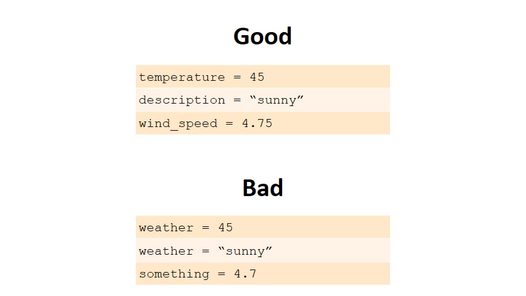In the code shown here, the top 3 properties are very clear and descriptive: temperature, description, wind_speed. In the bottom code, 2 of the properties have the same name, weather and weather, and one of the properties is totally vague, something.